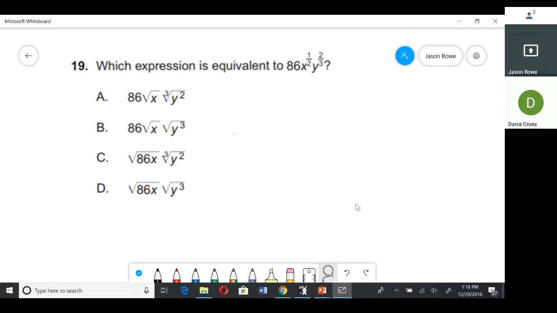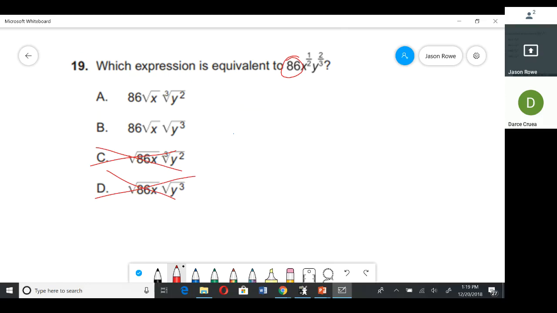All right, so which expression is equivalent to 86 times x to the half power times y to the 2/3 power? Okay, so you can use my same explanation from before. The root is what's underneath. Can we look at some answers first? Yeah. Can we cancel these two out? Yes, sir. I'm canceling those two out because 86 does not have an exponent or a power or anything. So it can't end up in the radical. But a lot of people would look at that and think it is.